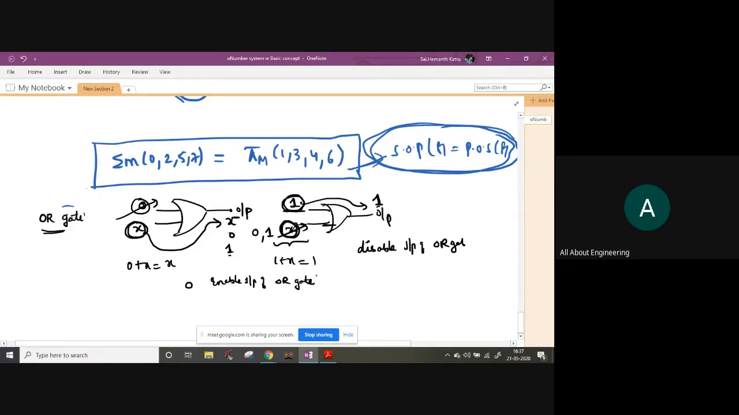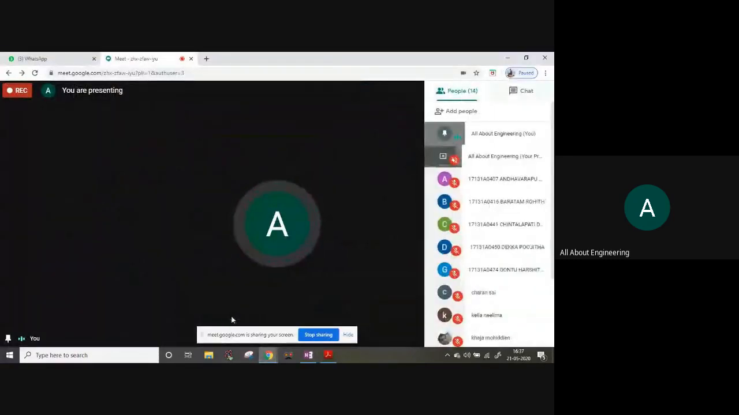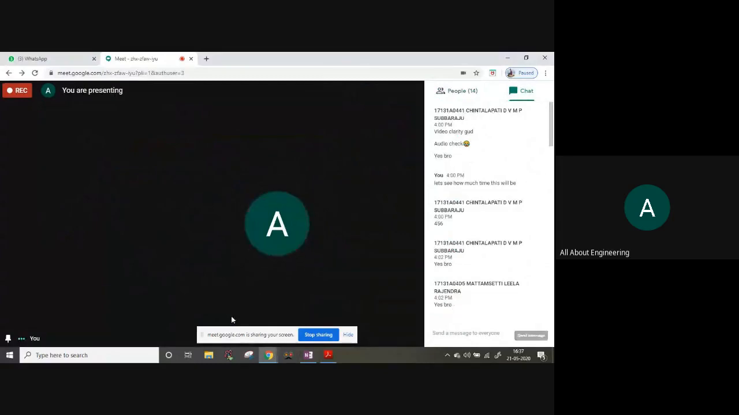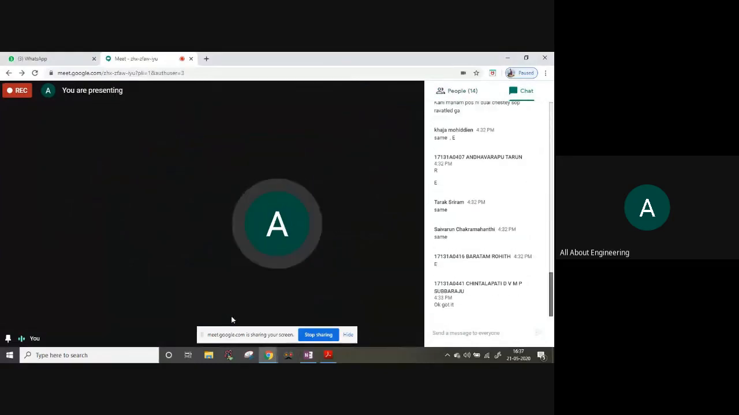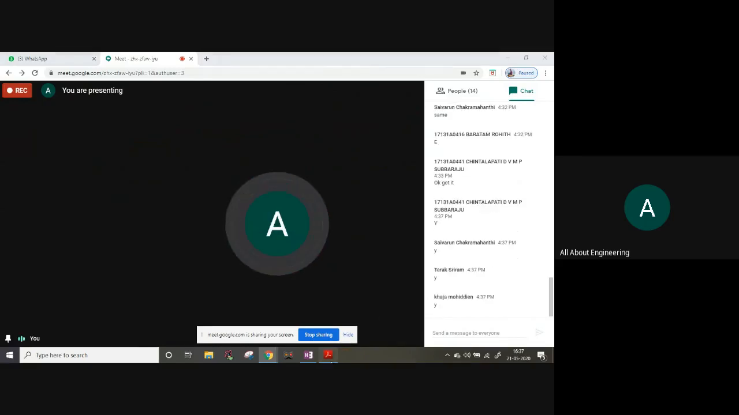So for one gate, if I go slow, then I can skip other gates, or I can go fast in other gates also. So you just comment if you got the difference between enable and disable input of a gate. Yes, Y. If it is yes, you type Y. Okay, so you understood what is enable and disable, right?